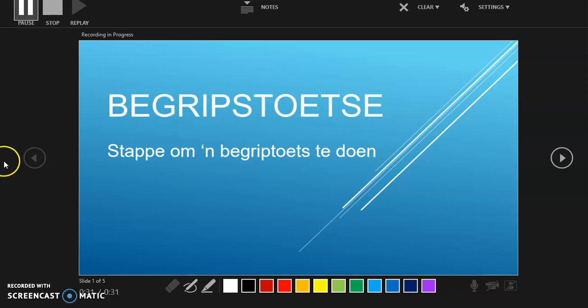So, if we look at our first slide, there are two headings. Die eerste opskrif sê begripstoetse, comprehension tests, en die tweede opskrif sê stappe om 'n begripstoets te doen. The steps on how to do a comprehension test. I'm moving on to slide number 2.